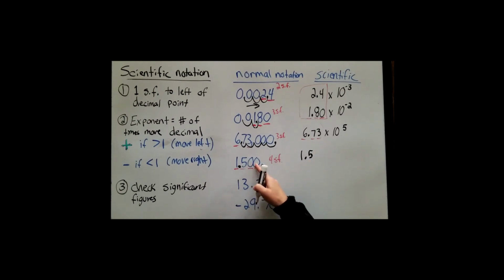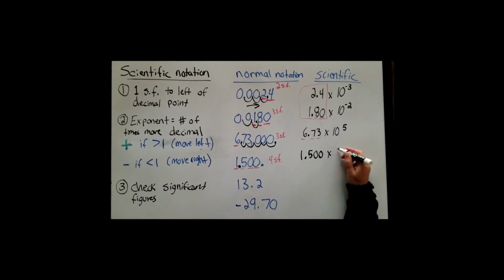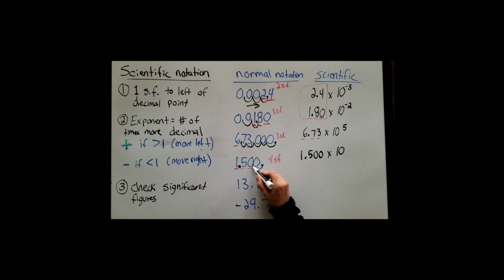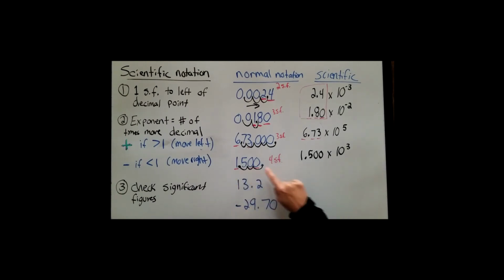Since the zeros mattered in the normal notation number, they also matter in the scientific notation. So I want to include them in this case because I want to stay at 4. Now for the exponent itself, how many times do I have to move that decimal? 1, 2, 3. I move to the left, so it stays a positive 3. Checking sig figs, I got 4 and 4. Good. Now let's look at the next one.